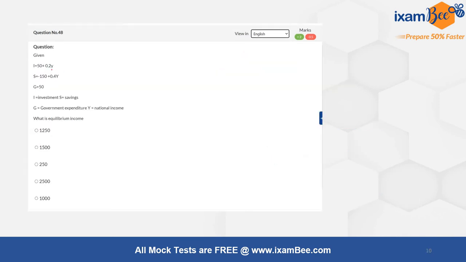Next question is that you are given the investment function, savings function, and government expenditures. So you have to find the equilibrium income. Equilibrium would happen where aggregate demand is equal to output. Now aggregate demand would be equal to C plus I plus G. We are given the investment function and the government expenditures. You have to find the consumption function.